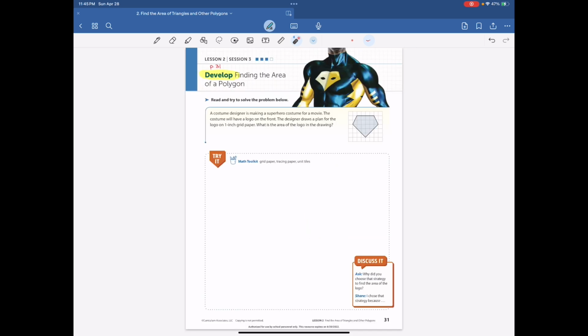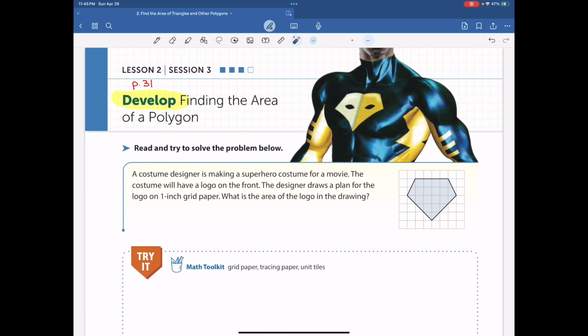Here is page 31. Develop, finding the area of a polygon. Here's the scenario. A costume designer is making a superhero costume for a movie. The costume will have a logo on the front. The designer draws a plan for the logo on 1-inch grid paper. What is the area of the logo in the drawing?